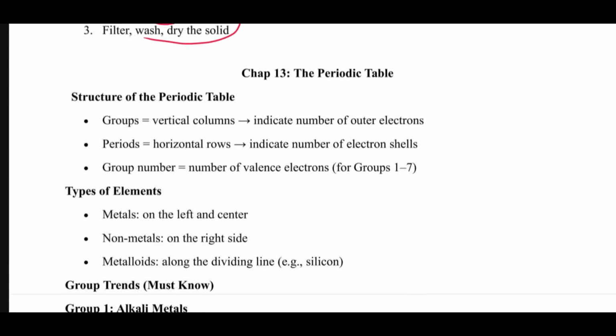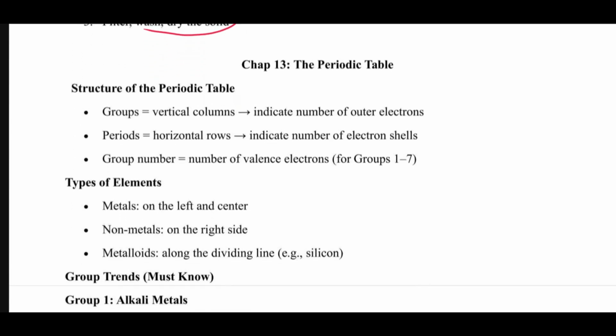Let's see now chapter 13. The main points you have to remember related to chapter 13. Chapter 13, the periodic table, is a very important chapter. At least 2 to 3 questions usually come in the exam related to this chapter. So the main thing you have to remember about chapter 13, the periodic table, is the main components of the periodic table. And what are those main components? It's actually the groups and the periods. Most of the students usually get confused between group and period.